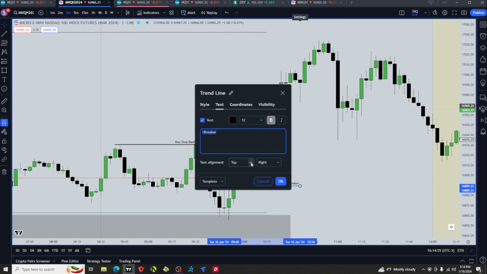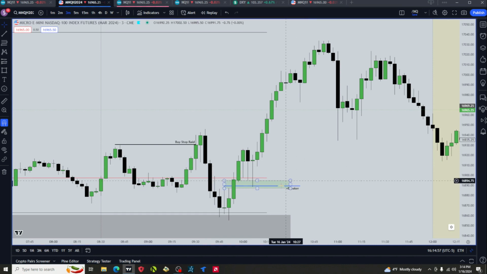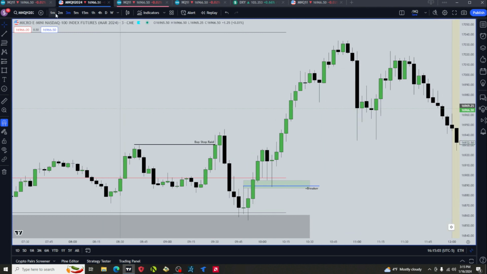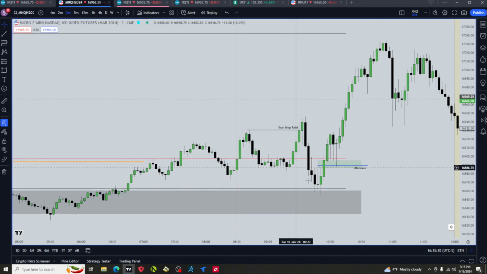And let me put this on bottom. So here we go. We have a fair value gap and we have a breaker. And now if we go down to our lowest time frame, a 1 minute, we have a trade idea. We want to go long. We're below equilibrium. We have bullish market structure. So now we're going to go down to a 1 minute.